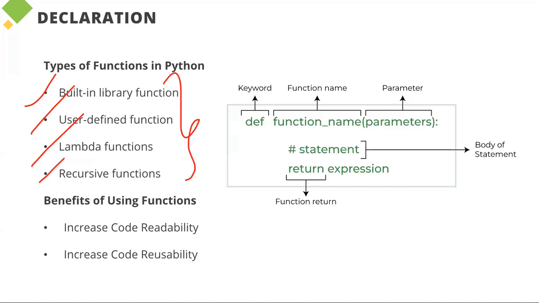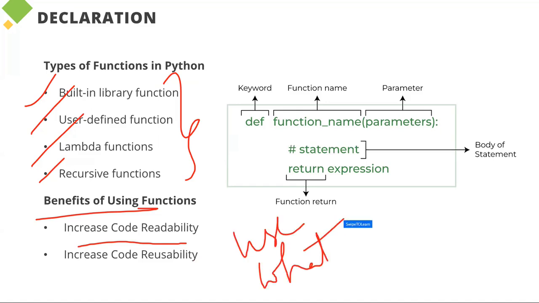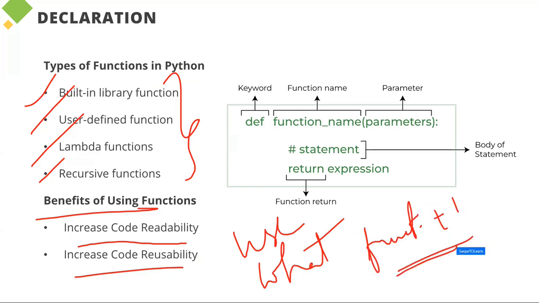And what are the benefits of using functions? It increases code readability. If you go with this function, what it executes is clearly defined. And it increases code reusability. Whenever we need to use a particular code, we just simply call the function instead of writing it. Once we write the code of a particular function that executes a particular task T1, you can use this function T1 wherever you want, n number of times in the code, right?